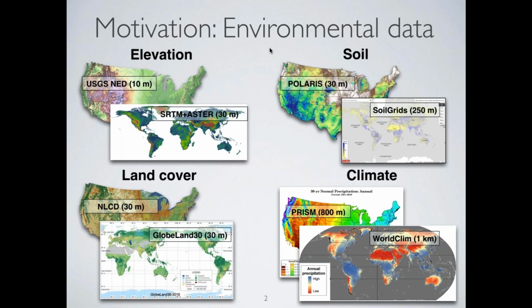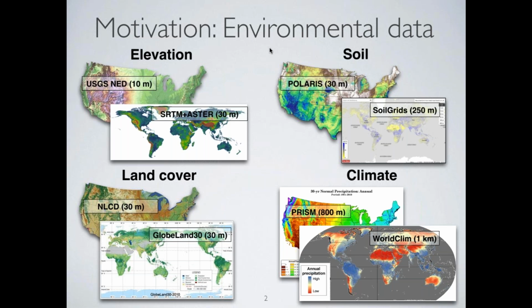And we also have SoilGrids, which was developed by Tom Hengl out of ISRIC at 250 meters. We have land cover information, a lot of it derived from Landsat, for example the National Land Cover Database. And we have GlobeLand30, which was developed as a land cover classification from Landsat.